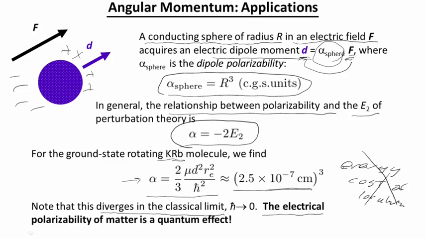That is, it exists. It ceases to exist when h bar goes to 0. We're going to see another example of that, actually of a very different type, in the next part of this lecture.